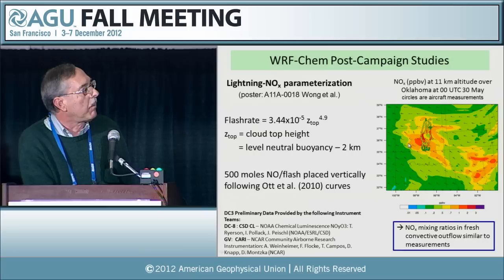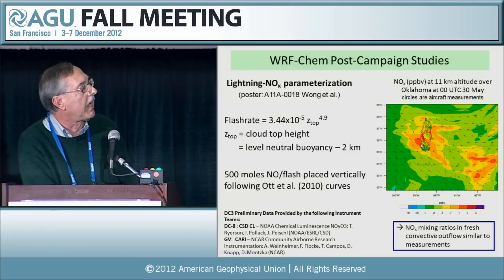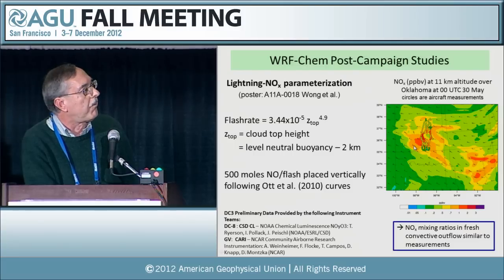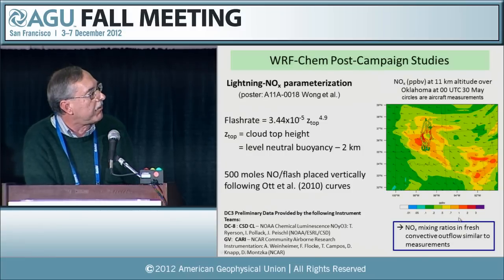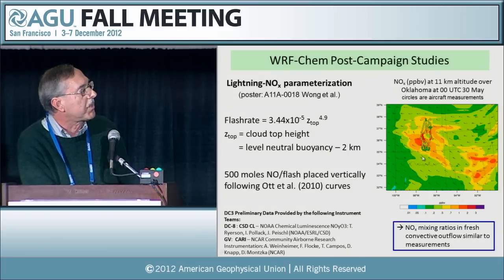And the vertical distribution has been established by the modeling work that Leslie Ott had done back in 2010. But anyway, the plot on the right here shows the model prediction of NOx from this May 29-30 storm from Oklahoma. And here's a maximum up in the range of, I think, 1 to 2 ppb. And then the aircraft data are plotted as these small circles here.